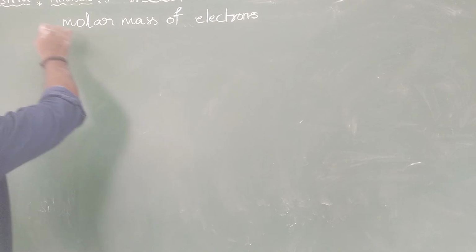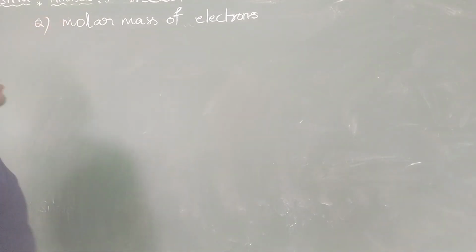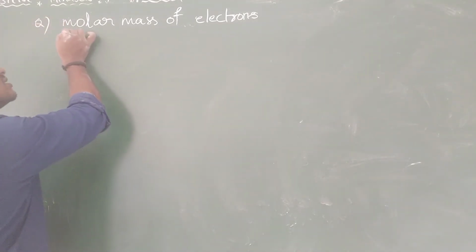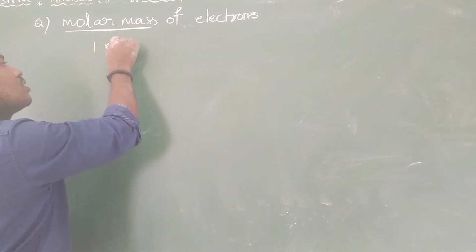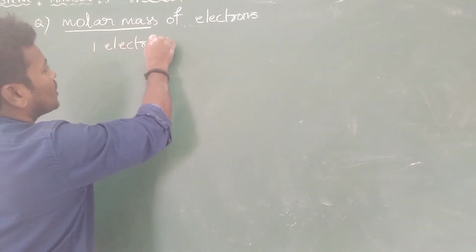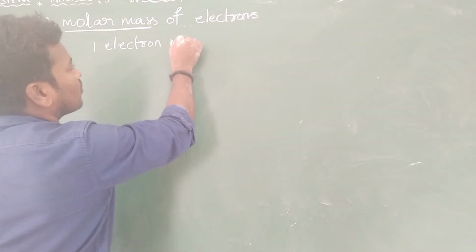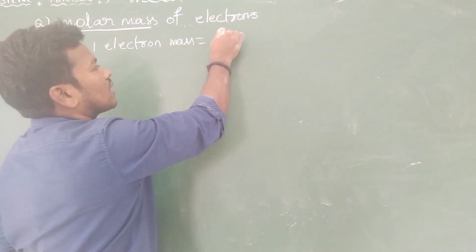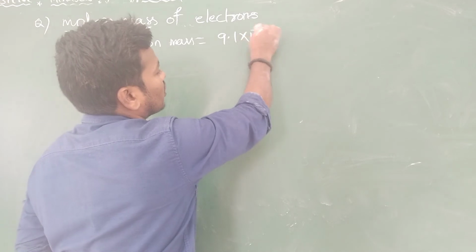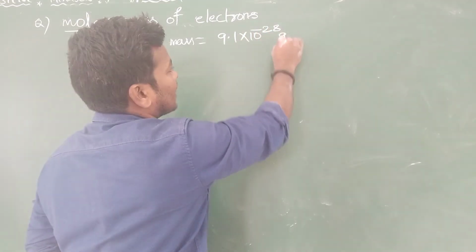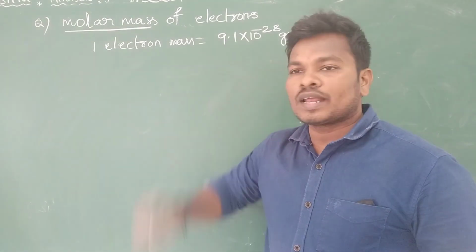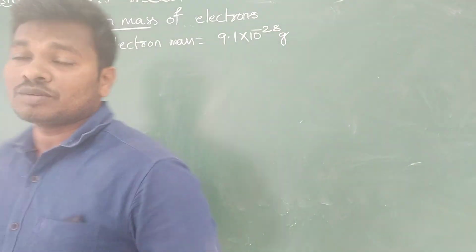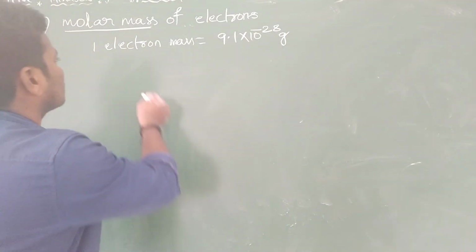Next question: what is the molar mass of an electron? We know the mass of 1 electron is 9.1 into 10 to the power of minus 28 grams. So molar mass, in the sense, is nothing but the mass of 1 mole of electrons. 1 mole of electrons is nothing but what?